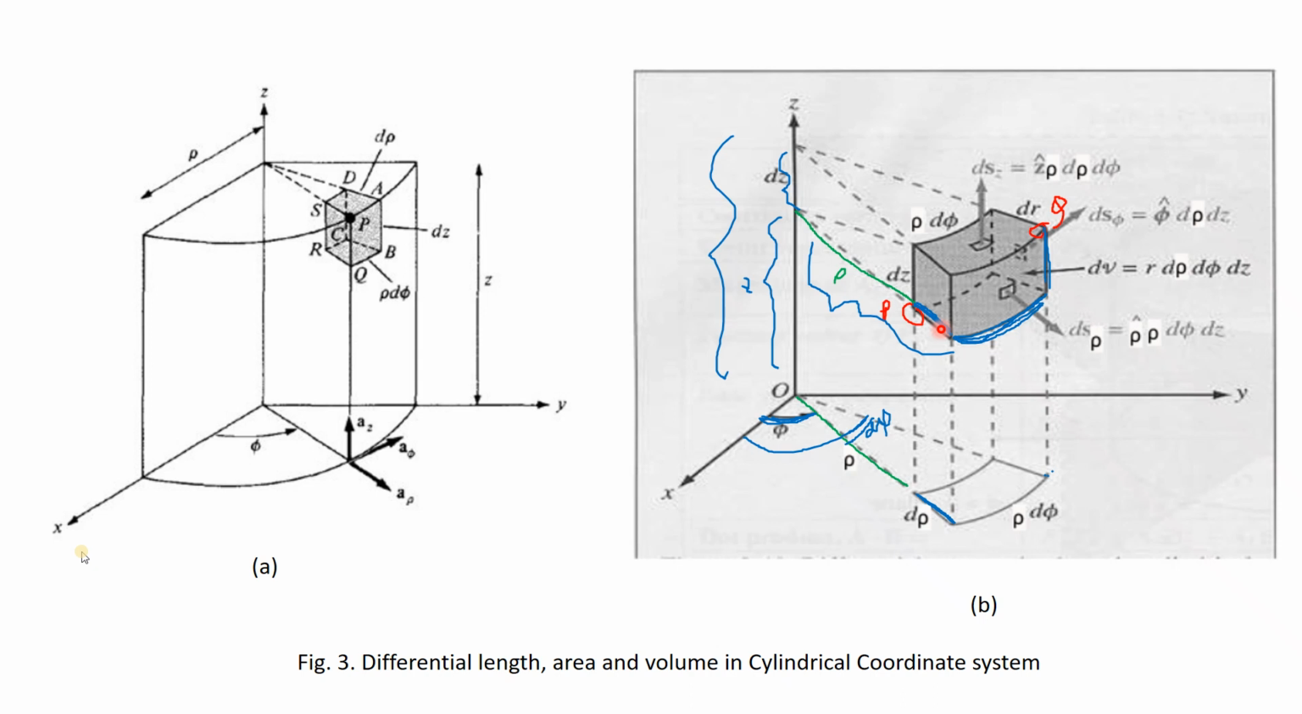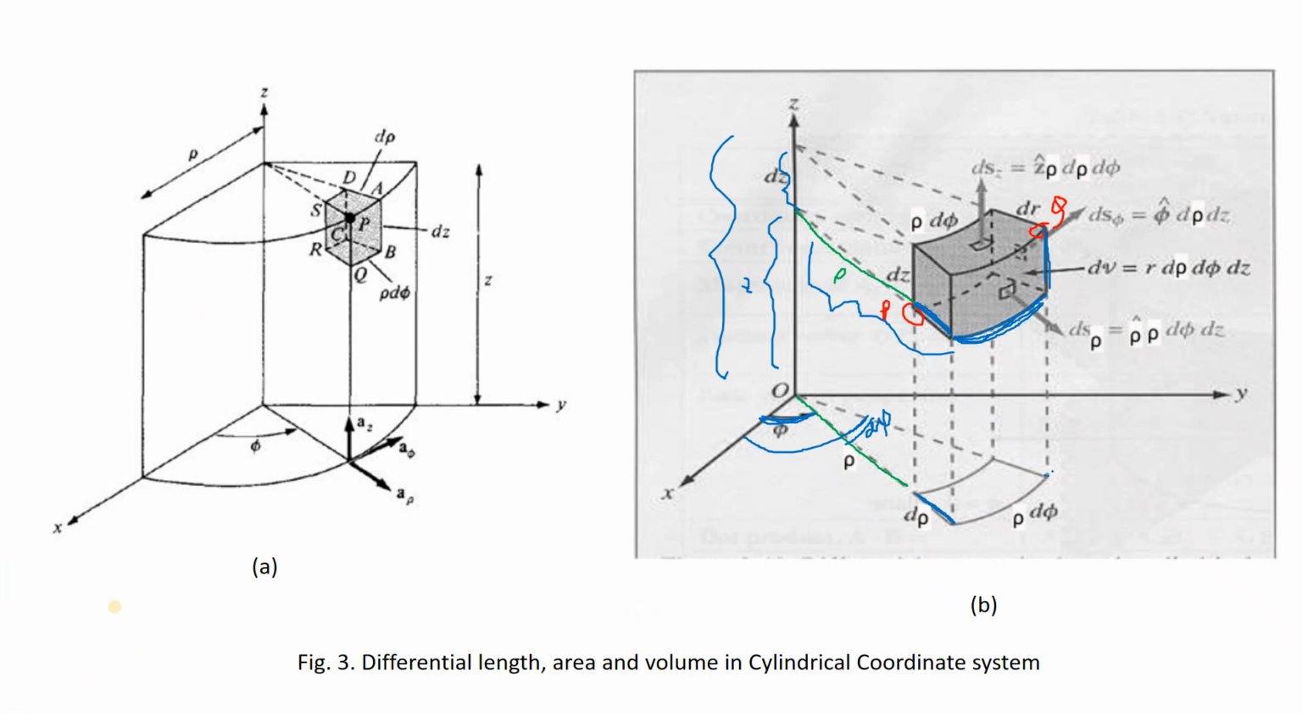Can anyone answer this question, why it is written rho d phi? Yes sir. Yes, why? Sir, theta is equal to L by r. Right, you give the total actual definition. What is L? What is r? Sir, angle is equal to length by radius. Length by radius. Which length? This arc length, sir. Arc length. Yes, good. So this is called the arc.